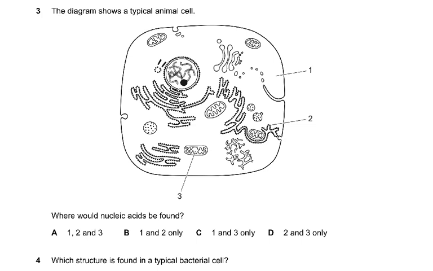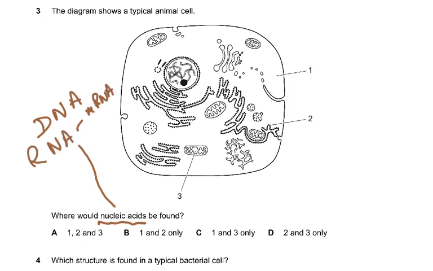Now coming to question number 3, the diagram shows a typical animal cell. Where would nucleic acid be found? Now here comes the ambiguity. Nucleic acids are what? DNA and RNA. And RNA is mRNA, tRNA, and rRNA. Now where is ribosomal RNA found? In the ribosomes. tRNA will be found on the ribosomes in the cytoplasm. mRNA would be found in the nucleus and then it will migrate to the cytoplasm where it will get attached to the ribosome.